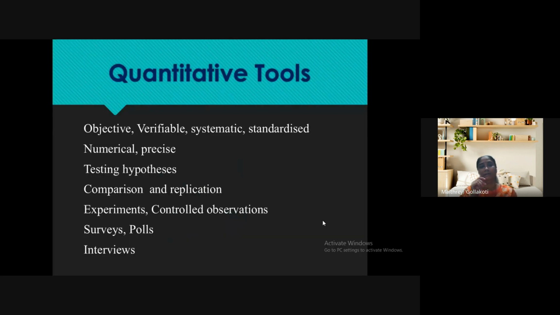Yeah, quantitative tools. What are the features of quantitative tools? Okay, let me see. Quantitative tools, as I told, they are measurable and they are verifiable. Now let us see the other aspects of quantitative tools. What are they? They are objective, they are verifiable, they are systematic, they are standardized. Means the information which we get from a quantitative tool is very objective. There is no personal bias in numbers. Numbers are not biased because they are very objective and they are verifiable.